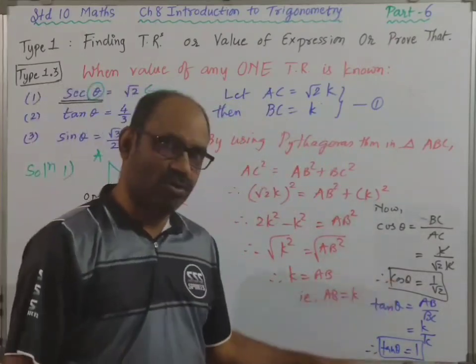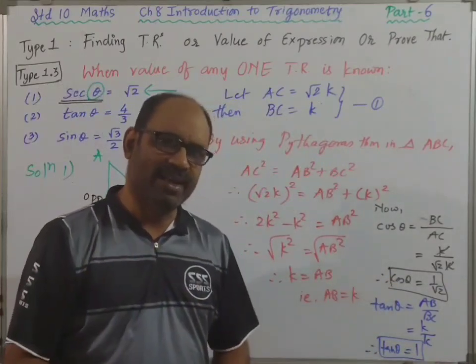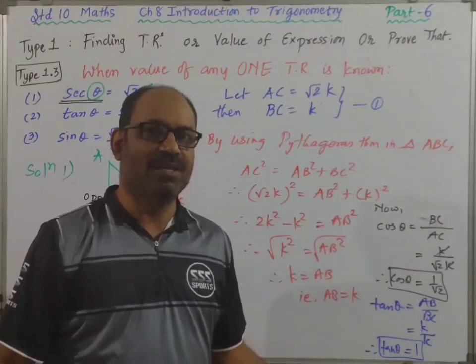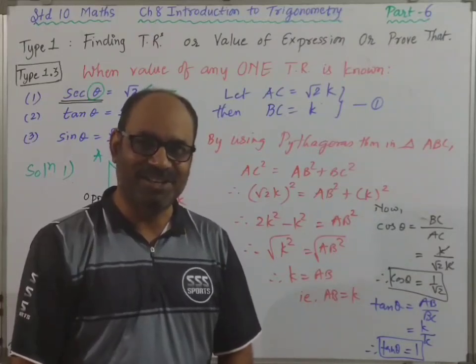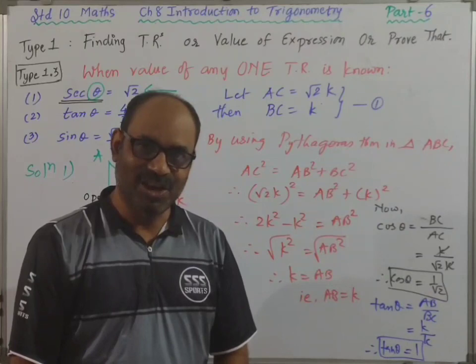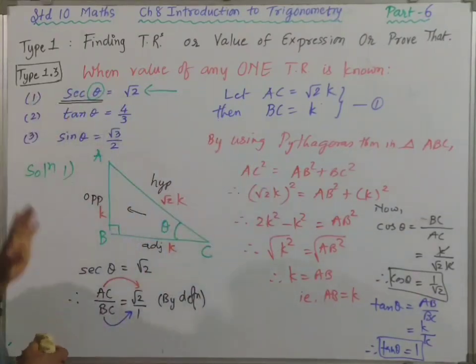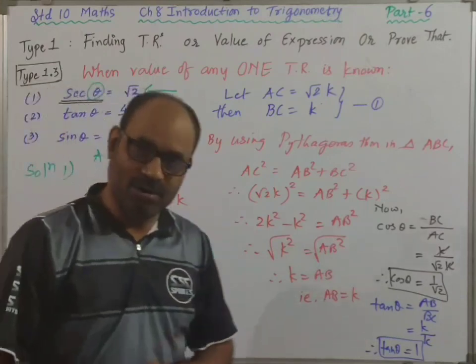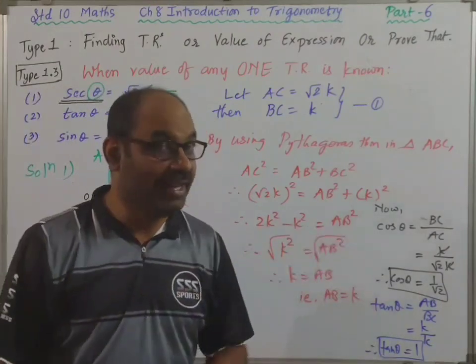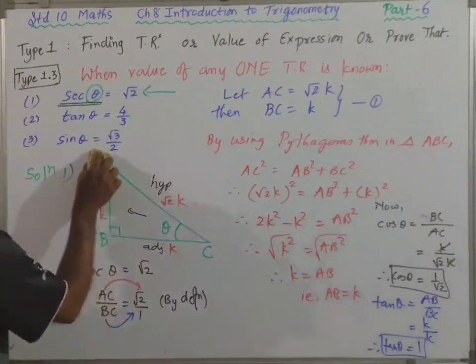So, I just found two ratios. You can easily find the remaining three also. You have to just use the definition. Got that? Sure? Good. Now, we move on to the second one where tan theta is given 4 upon 3 and we have to find the remaining 5. Okay?